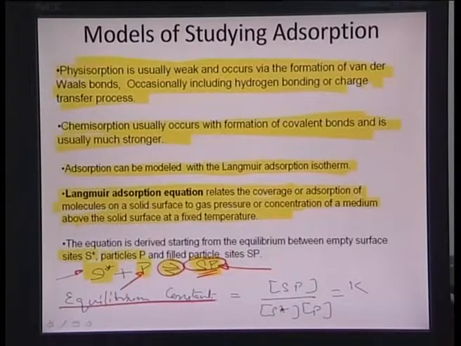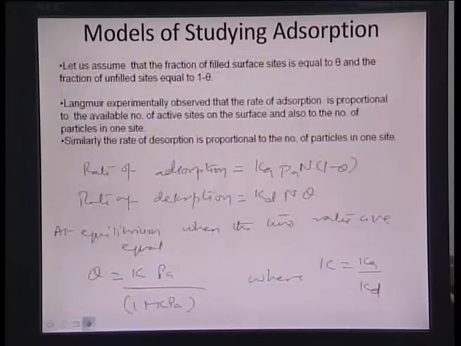The equilibrium constant here is directly proportional to the concentration of SP, and inversely proportional to the concentration of the active available sites and the concentration of the particle P. Let us call this K. So the equilibrium constant is the concentration of SP divided by the concentration of S star and P. Let us assume that the fraction of filled surface sites is theta. The fraction of unfilled sites at a particular instant of time is 1 minus theta. So assume the total number of sites is n; theta n are the filled sites and 1 minus theta n are the unfilled sites.